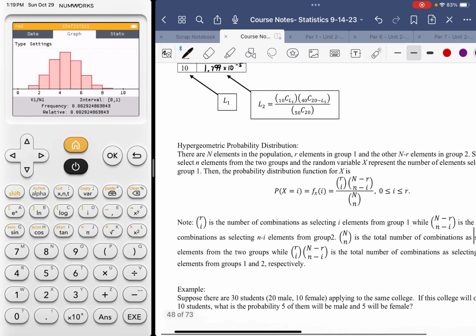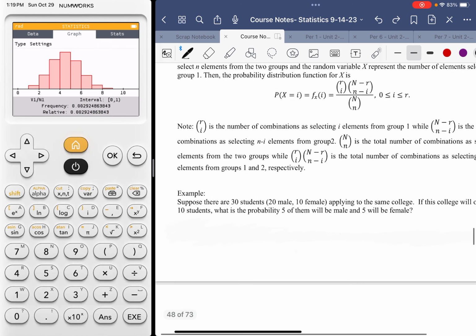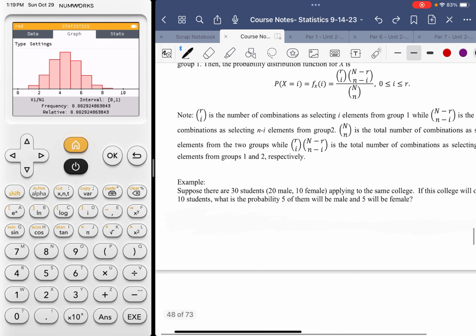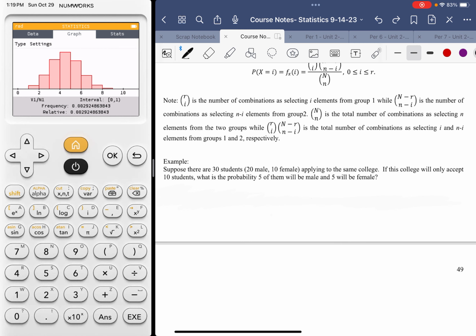Right? So all of this is sort of detailing the process that we just used, right? That being said, even though it's a complicated looking formula, it's still pretty much a straightforward idea. In this example, suppose there are 30 students, 20 male, 10 female, applying to the same college. The college is only going to accept 10 students. What's the probability that 5 of them will be male and 5 of them will be female?